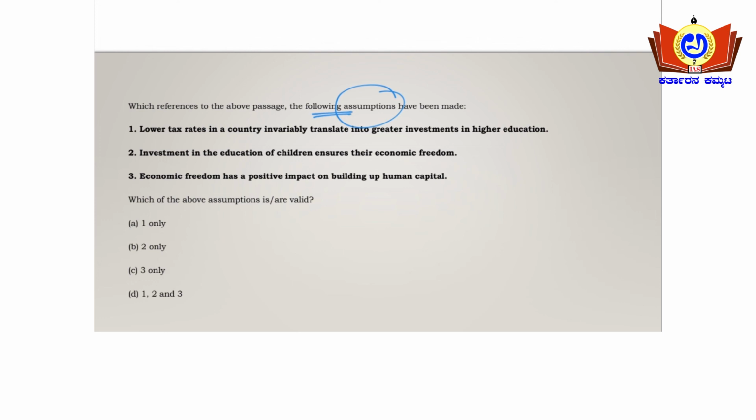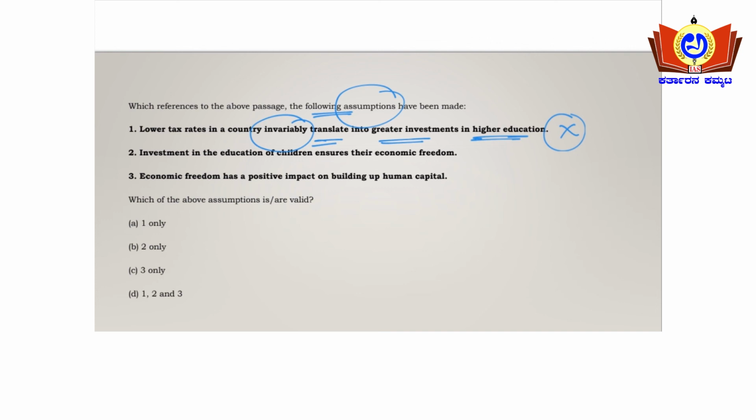Lower tax rates in a country invariably translate into greater investment in the higher education. The statement is telling that if there is a lower tax regime in the country, it invariably translates to greater investment in higher education. But the passage is saying that if there is a lower tax, then the investment will be good if it's made in the education field. There is no guarantee that if there is a lower tax regime, the amount saved will be invested in the education, right? So the first statement is wrong here.